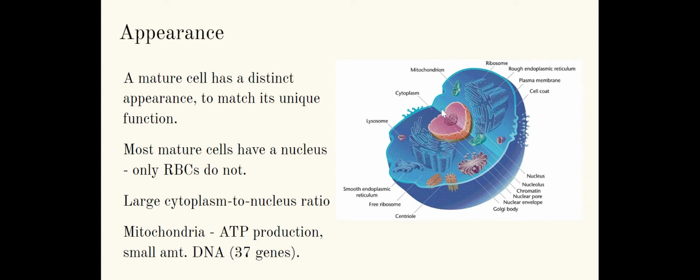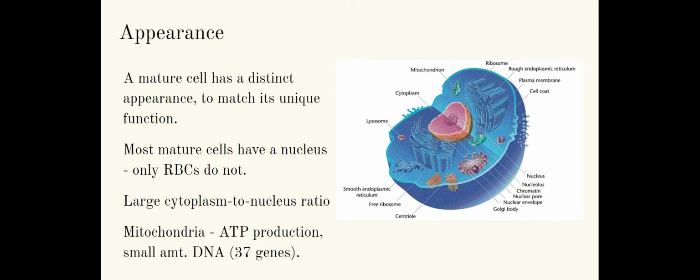Most mature cells have the nucleus, and we know the nucleus is where the chromosomes are. That was a really good test question. A few chromosomes, and they're circular in shape. They're very simple chromosomes, found here in the mitochondria. We'll get more into that when we talk about the sex-linked disorders and sex-associated disorders.